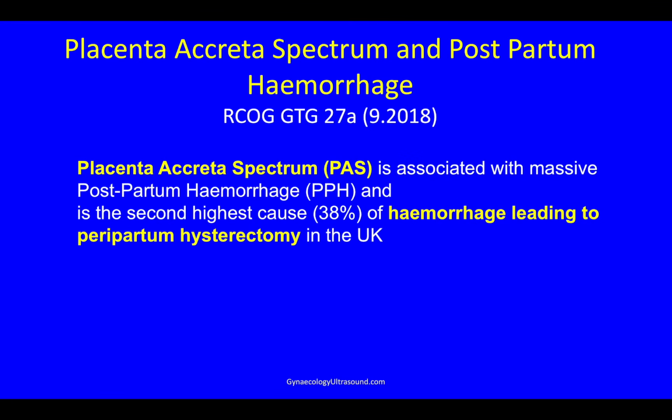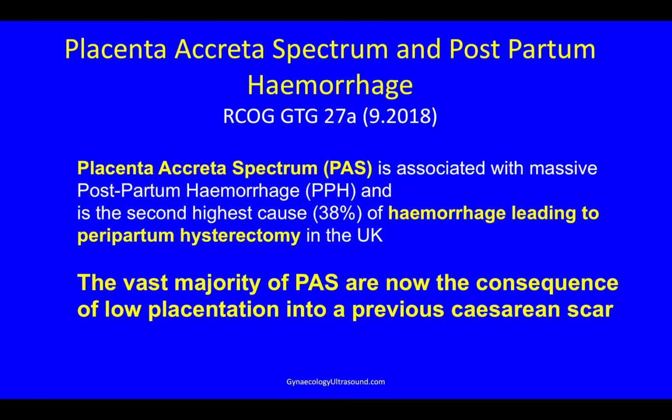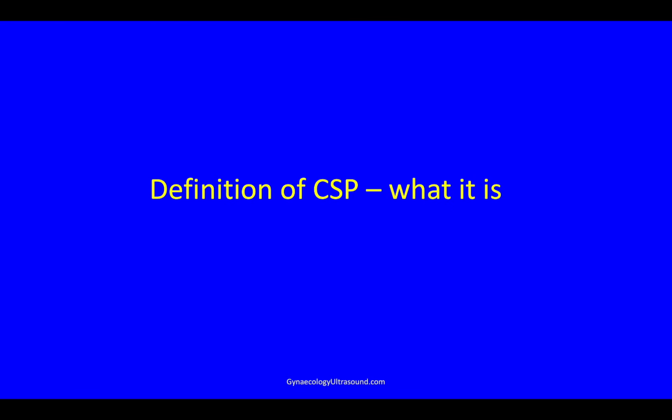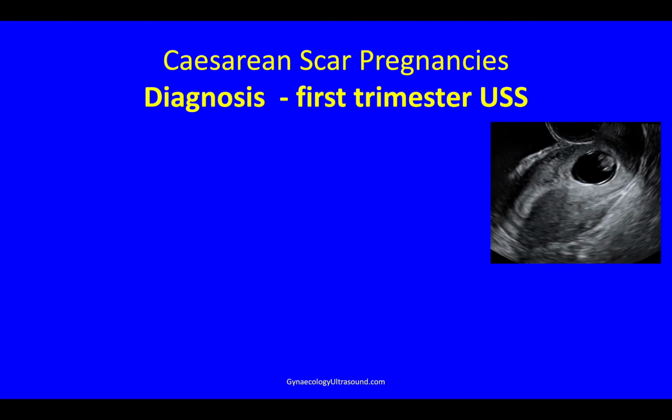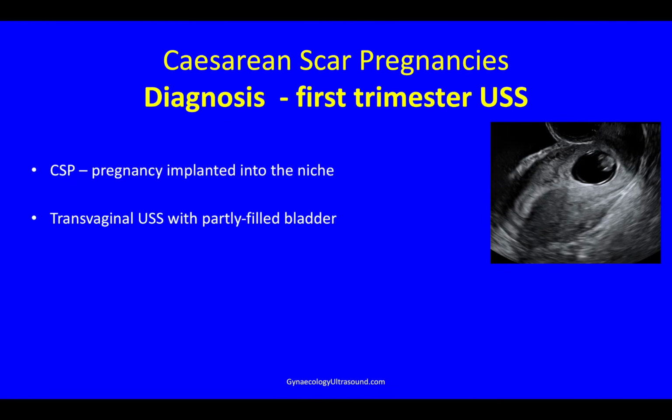So the green top guideline showed us that you can get massive postpartum hemorrhage in association with placenta accreta spectrum, and that the vast majority of these are the consequence of low placentation into a previous section scar. So what exactly is a scar pregnancy? It's a pregnancy implanted into the niche of the previous section, and we diagnose these on transvaginal ultrasound with a partly filled bladder to give you a better contrast in this area.